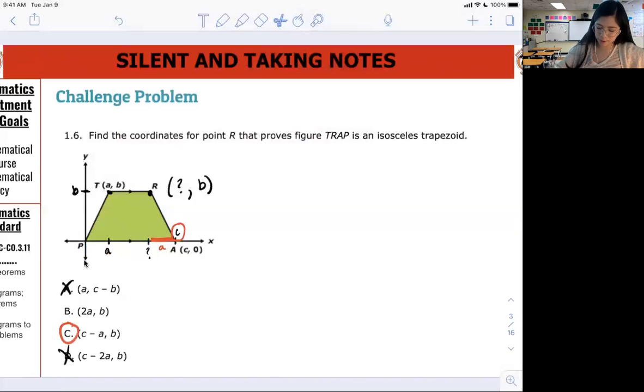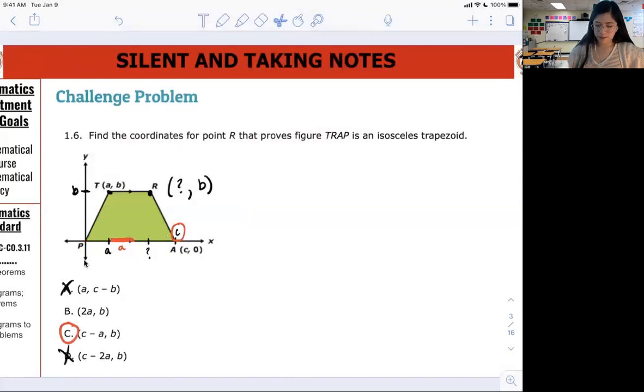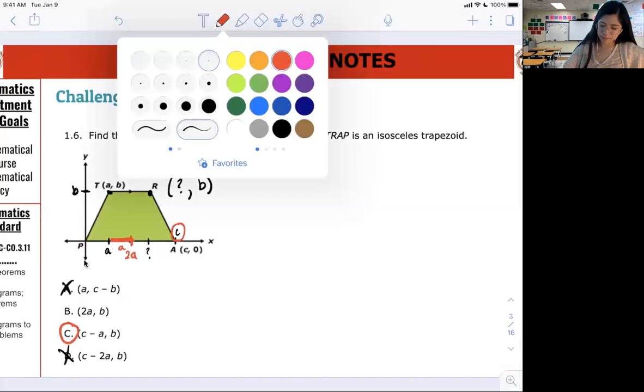Whereas 2A would not get me where I need to be, because look at this. Here's A, right? If I add another A to it, it comes up short. This right here is 2A, but it comes up short. It doesn't get you to where you need to go. So C is the only one that works.